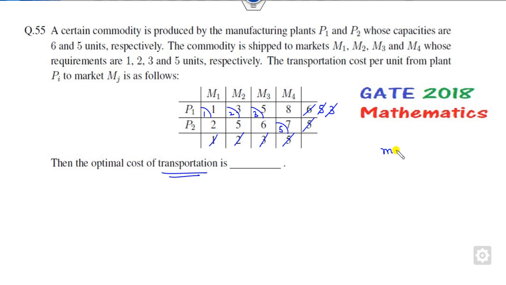But here you all know that m plus n minus 1. What is the value of m? Number of rows, and m plus n minus 1 must be 5. But here my 4 values are there. So that means this will give you a degenerate solution. So in order to find the optimal solution, we can assign the 1 value anywhere.